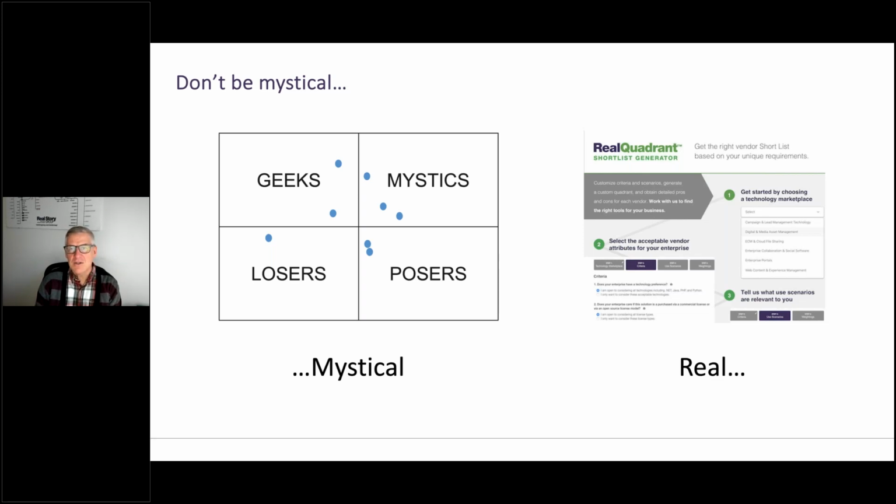You can go and try out our real quadrant shortlist generator, which allows you to input the scenarios that are important to you, the strategic considerations that are important to you. You can try it for free. To get the full shebang, you do need to license our research, but it's going to give you a much more accurate shortlist and a custom set of research with the pros and cons about the vendors to really get you to narrow down to where you need to be.